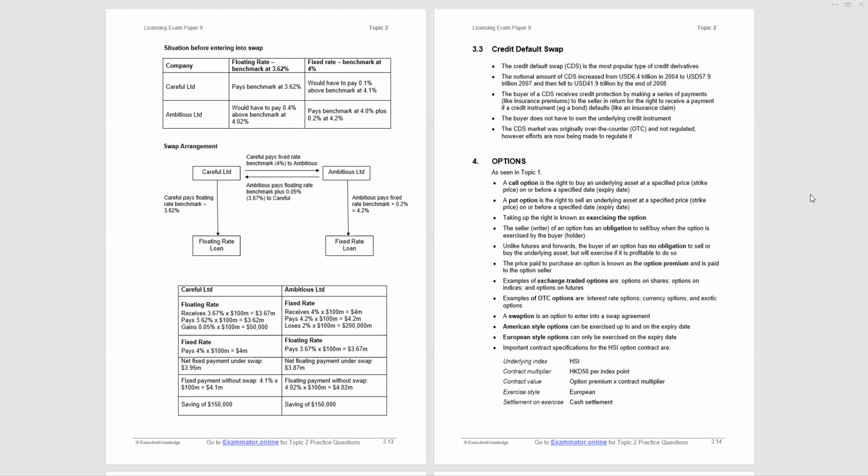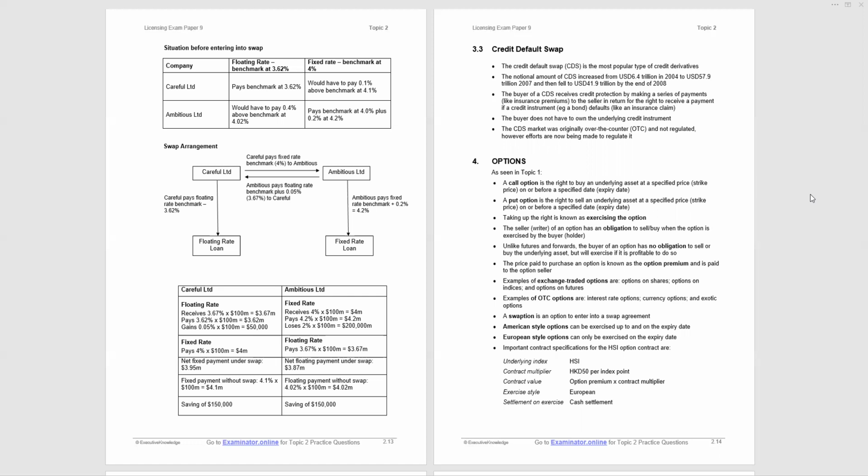Now, with the fixed rate, it is paying to Ambitious in the swap, it pays 4 million. So the net fixed payment under the swap is the 4 million minus the gain. So it's gain 50,000. So its net payment is 3.95. Now, if they had gone into a fixed loan without the swap arrangement, they would have been paying 4.1 million. So they're better off by 150,000.